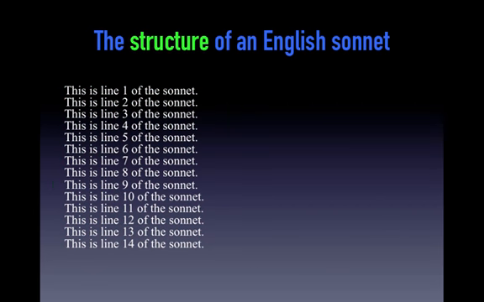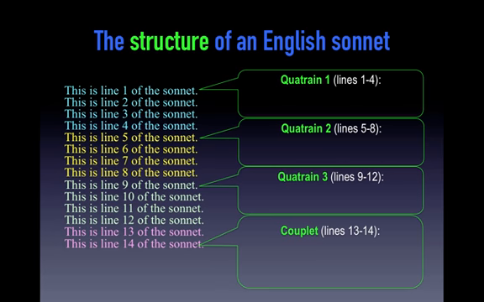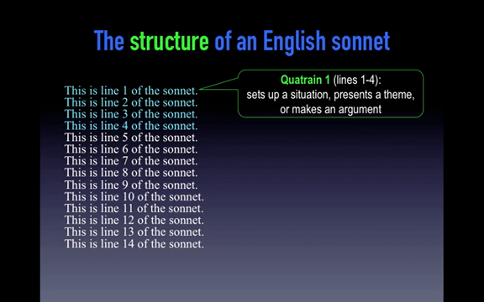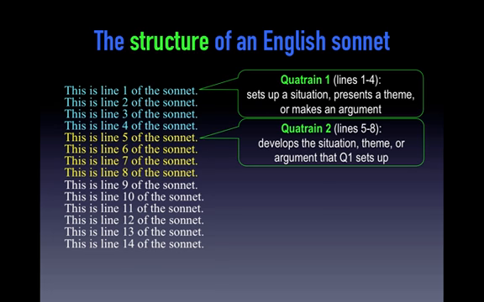So let's take a look at the structure of an English sonnet. The English sonnet has 4 components, 3 quatrains and a couplet. Each quatrain is 4 lines long, and the couplet is 2 lines long. The first quatrain, lines 1 through 4, sets up a situation, presents a theme, or makes an argument. Quatrain 2, lines 5 through 8, develops the situation, theme, or argument that quatrain 1 sets up.